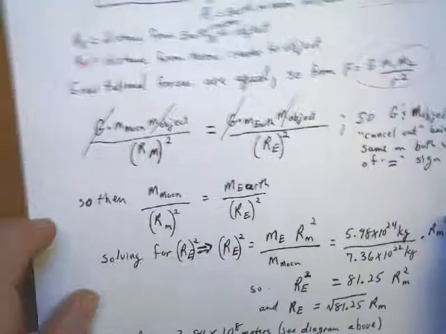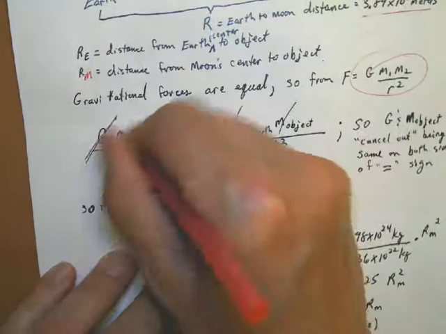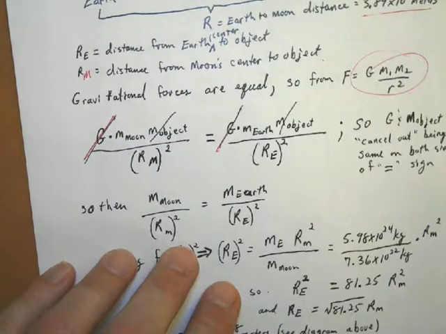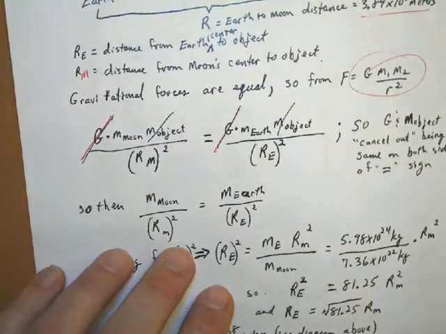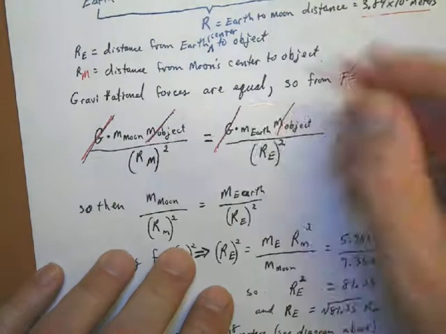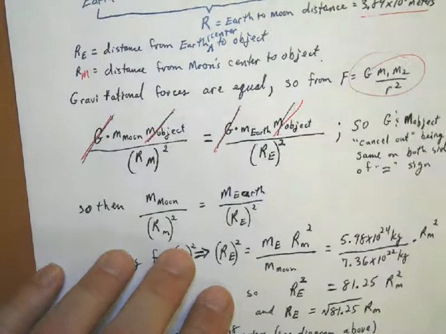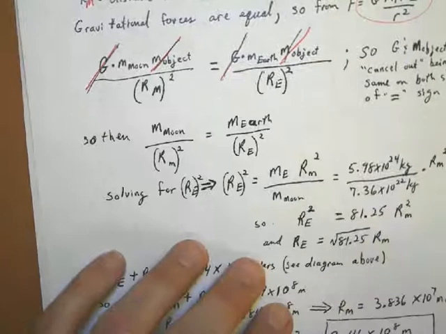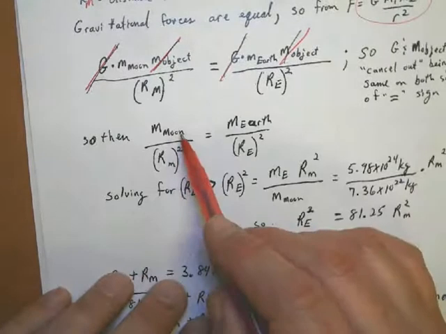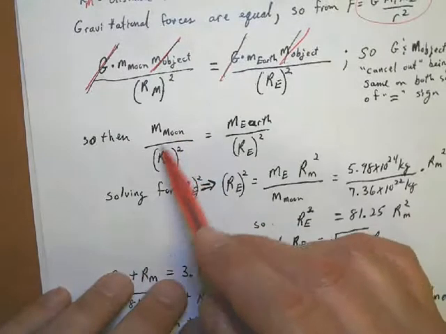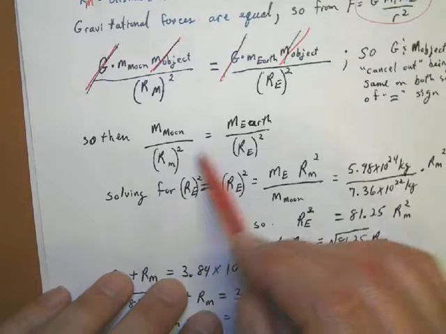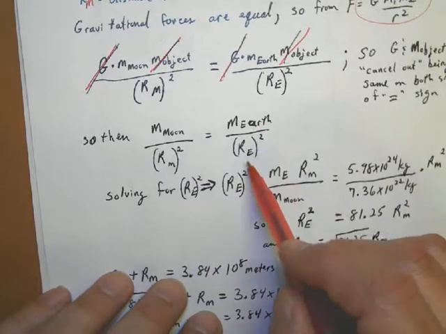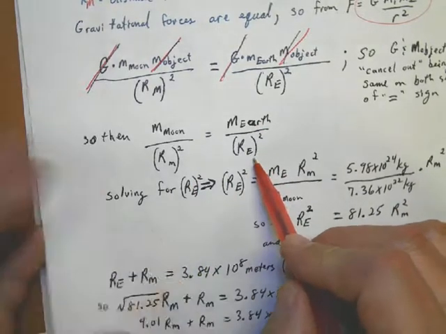So if you look at this, the G's, since they're on each side of the equal sign, will cancel each other out. They divide out. Same thing with the mass of the object. You don't even need to use that. And we're left with this expression that the mass of the Moon divided by the distance from the object to the Moon will be equal to the mass of the Earth divided by the distance of the object from the Earth.